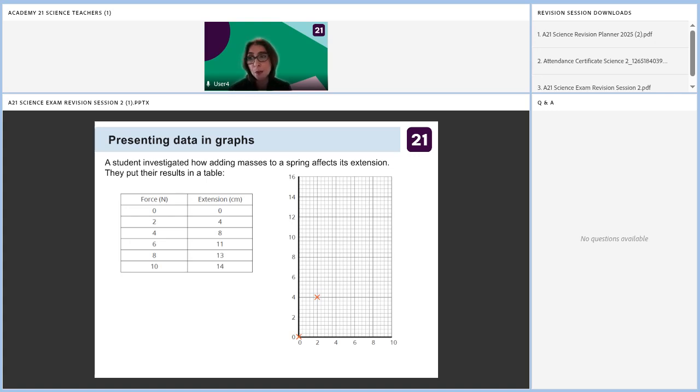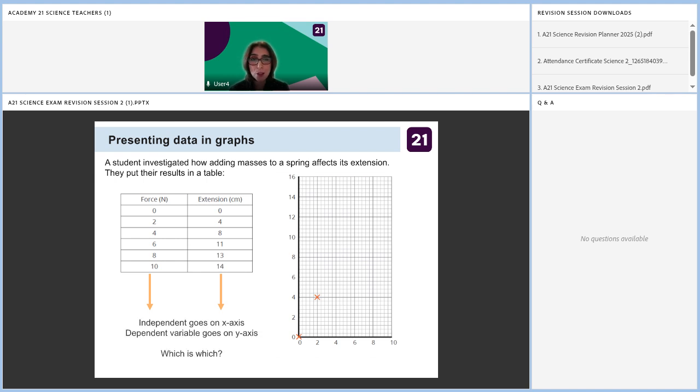Now, another example of a graph. This one is a physics example this time, okay? So this is the Hooke's law example. So a student investigated how adding masses to a spring affects its extension, and they put their results into a table. So the table here is showing force in newtons and then the extension of the spring in centimeters, okay? So there is a set of axes there ready drawn for us.